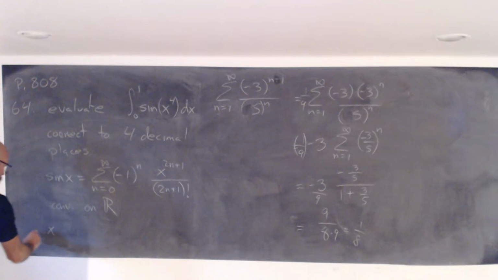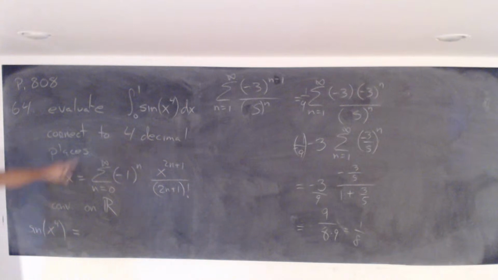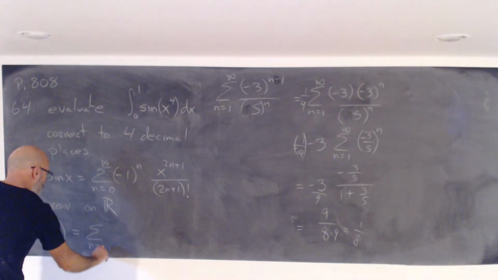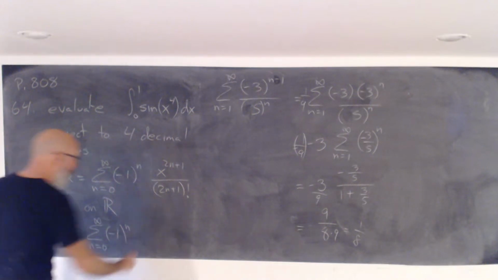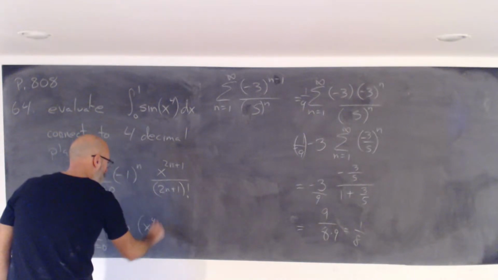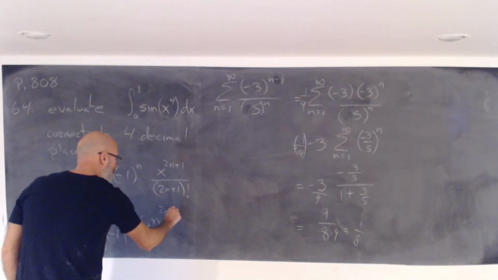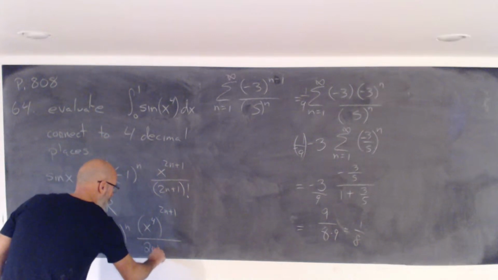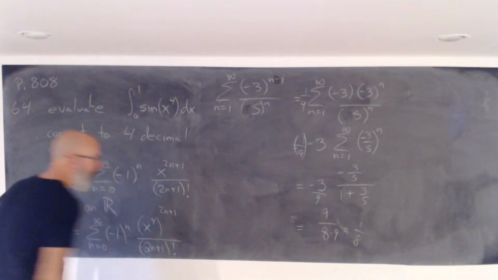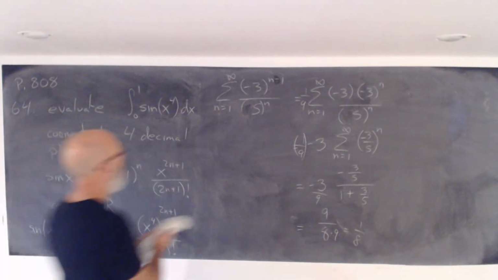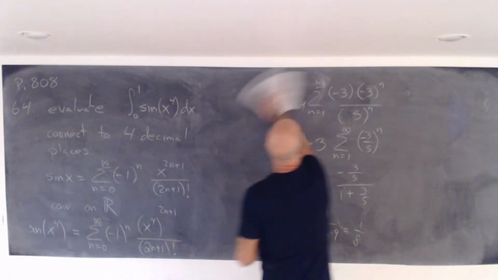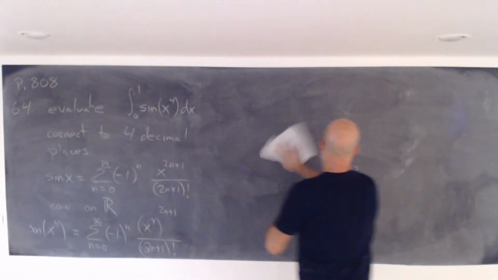So if we replace x with x to the 4, this is still going to converge for all real numbers. If you're not entirely convinced, then by all means convince yourselves by applying the ratio test.